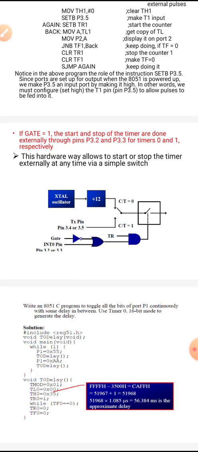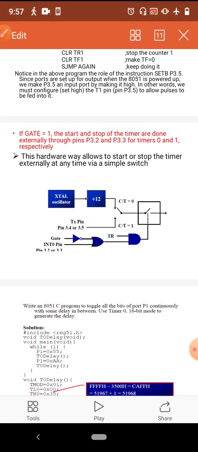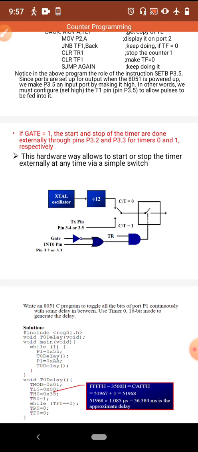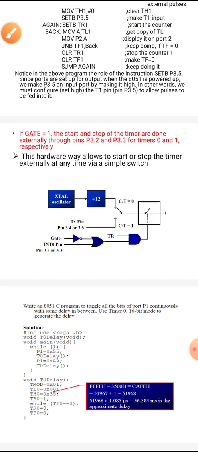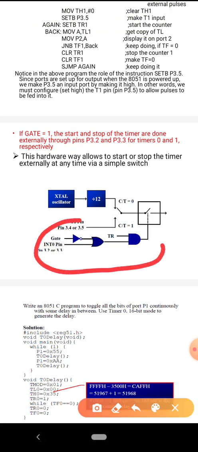Here C bar T equal to 0 indicates it is working as a timer. So the crystal frequency divided by 12, it is working as a timer. The down part is working for the external counter.